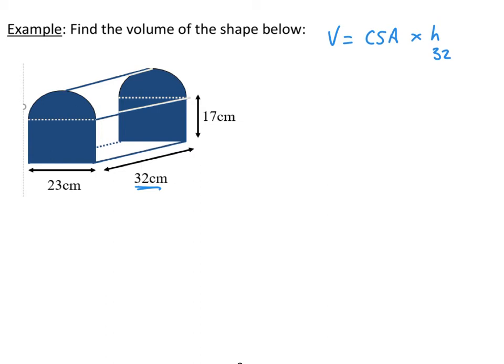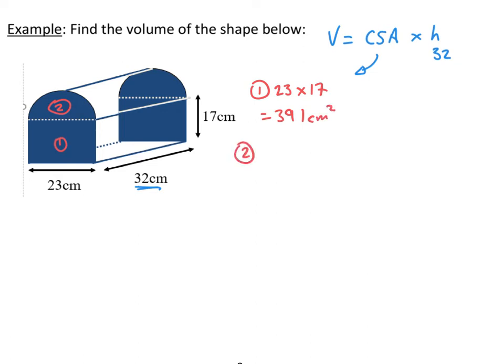So what we have for the cross-sectional area, it's going to be a composite shape. It's made up of a rectangle and then a semicircle. So let's call that 1 and 2. So area of 1, which is a rectangle, is length times breadth, so 23 times 17, which is 391 squared centimetres.